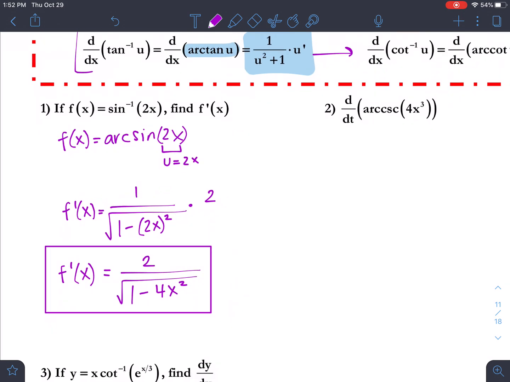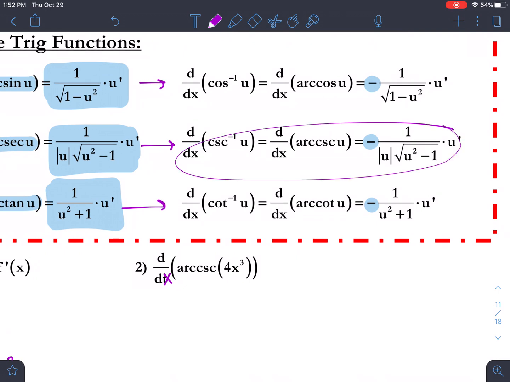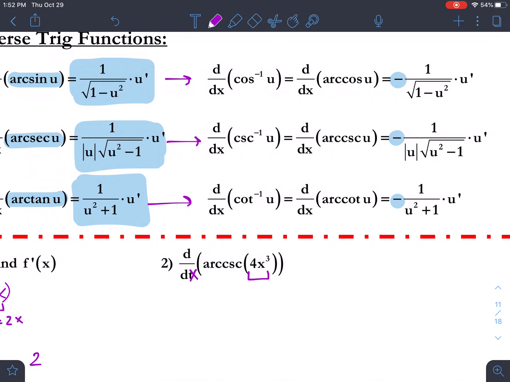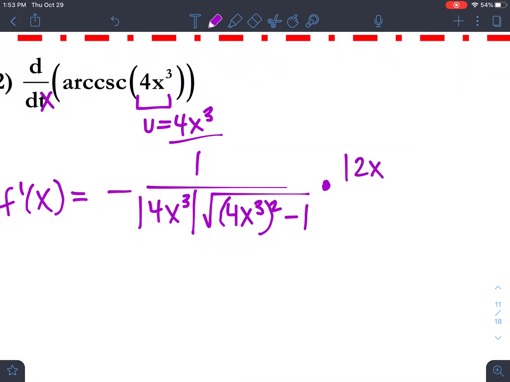All right, how about arc cosecant of 4x cubed? This should say d dx. Again, I'm going to steal it right from here. Same thing as secant, but negative. Our u is 4x cubed, so f prime is negative 1 over the absolute value of u times the square root of u squared minus 1, times the derivative of u. The derivative of this would be 12x squared.